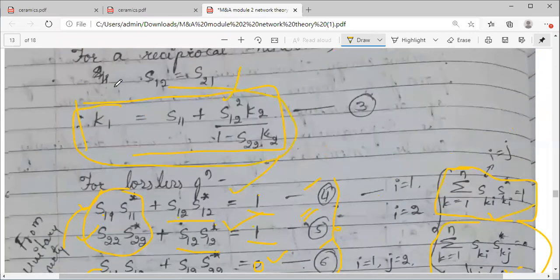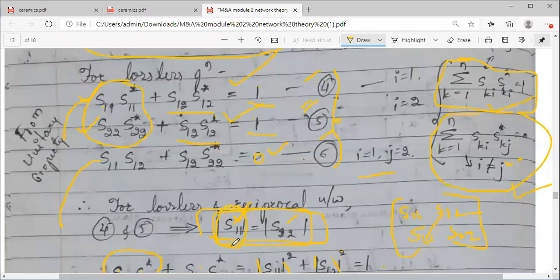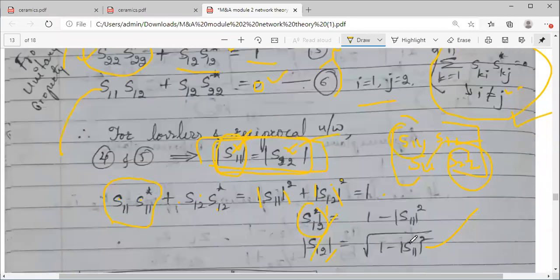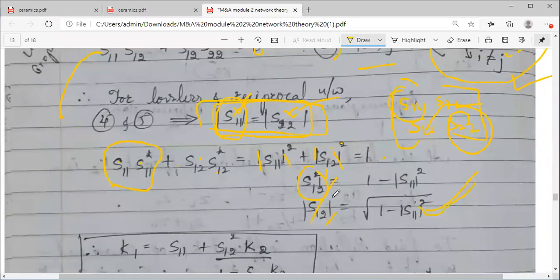Making use of this, okay. So if you find S11, you will get S22 also. And once you know S11, you can find S12 also. S12 and S21 are both symmetric, both are equal. In this way you can find the S parameters for a mismatched load.